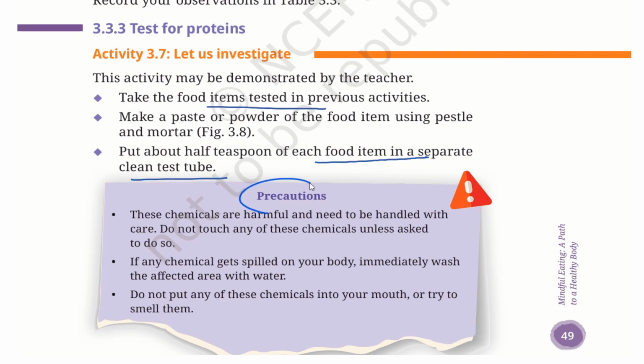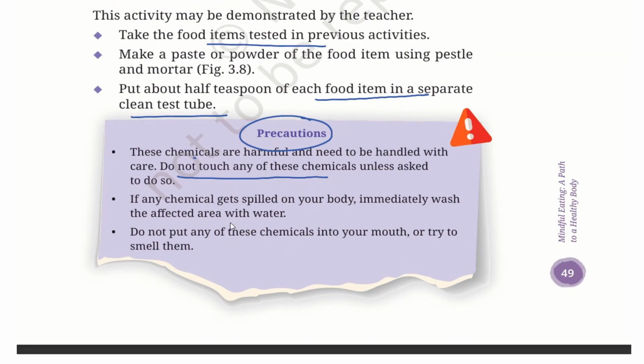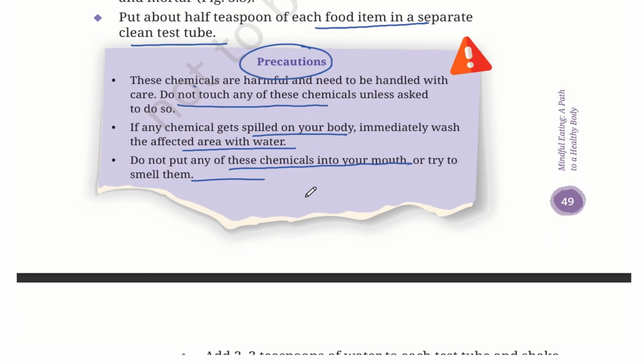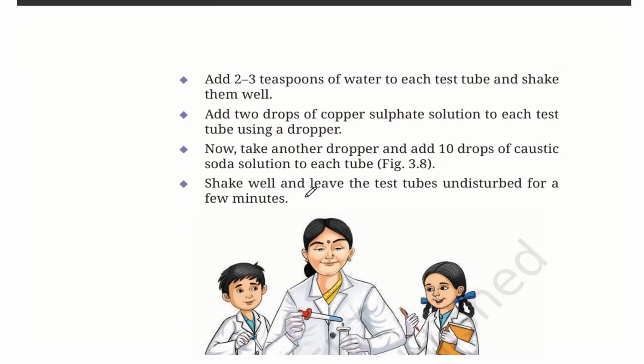Here are the precautions, because we are using chemicals. These chemicals are harmful and need to be handled with care. Do not touch them unless asked to do so. If any chemical gets spilled on your body, immediately wash the affected area with water. Do not put any of these chemicals into your mouth or try to smell them. These are the precautions we have to take while doing this activity.